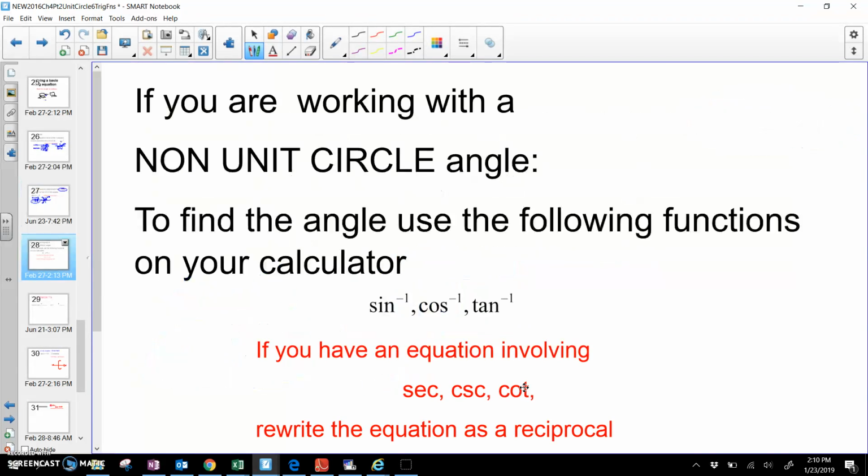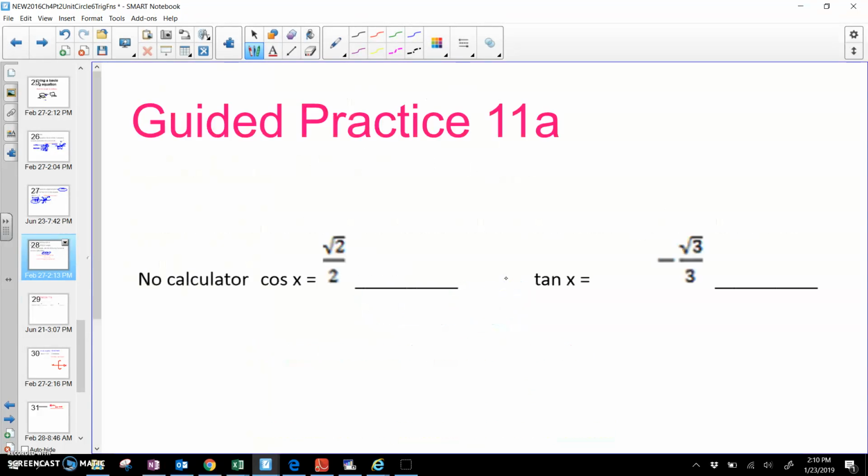Sometimes you're working with non-unit circle angles, and when that happens, you want to find the angle using the following functions on your calculator. You're looking for sine inverse, cosine inverse, and tangent inverse. Scientific calculators have those. They do not have secant, cosecant, and cotangent, and so we'll talk about how we would do that without a graphing calculator.